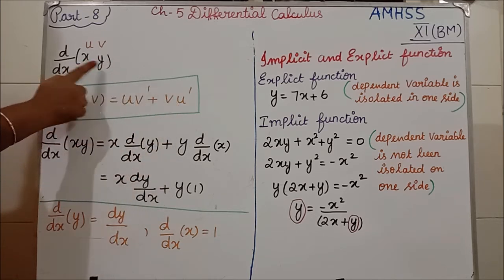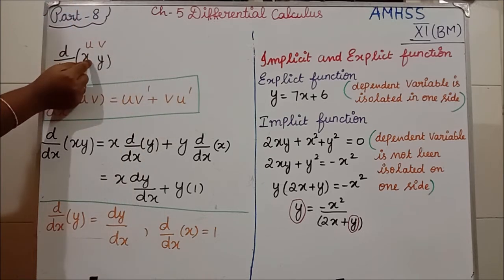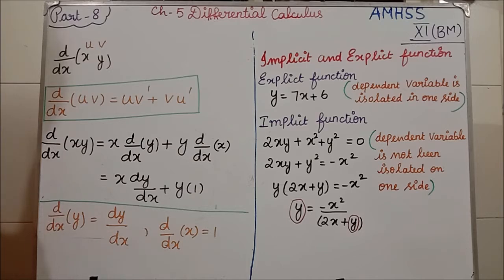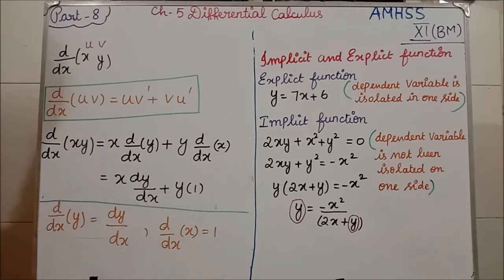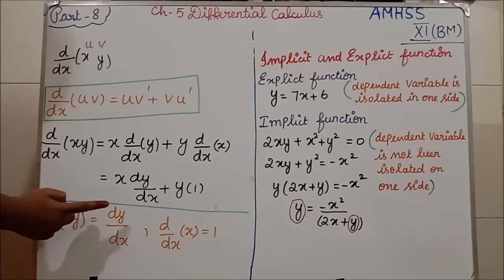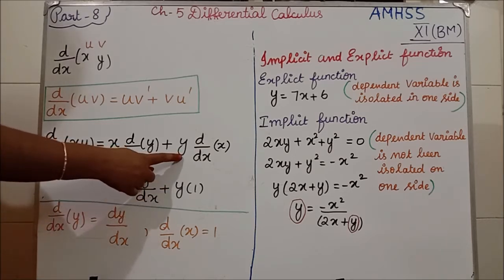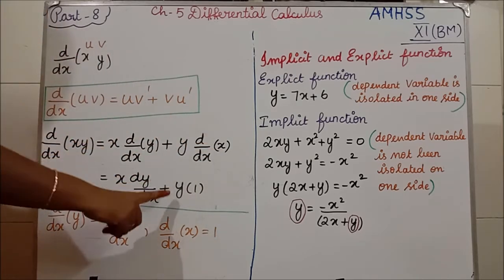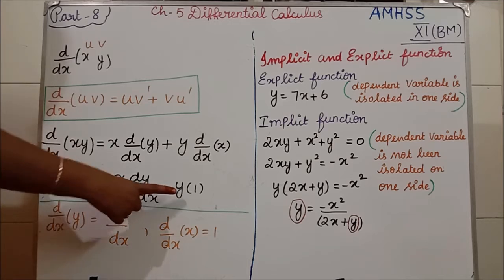u dash means what? d by dx of x. u dash means we have to differentiate u. So how can we write now? d by dx of x. Here x, d by dx of y, if you differentiate, d by dx of y is dy by dx. Clear? So x dy by dx plus y. This y, if you differentiate x you will get 1. So y into 1. This is our answer.